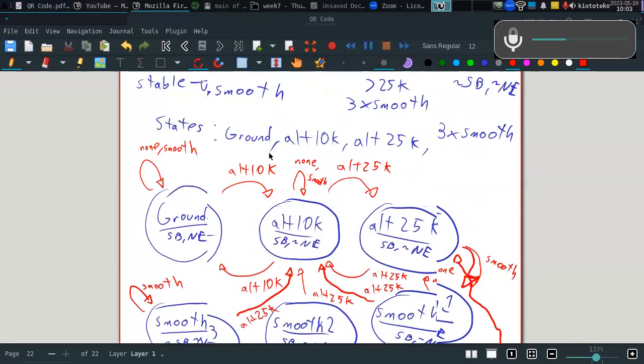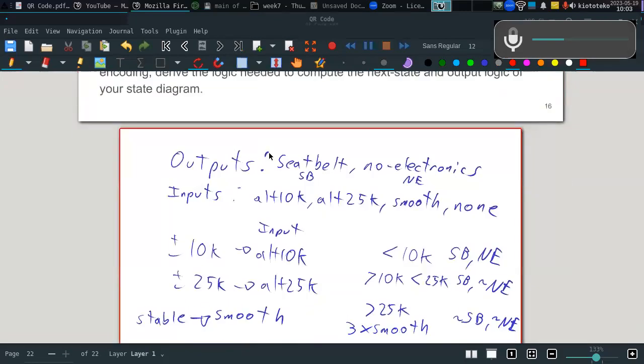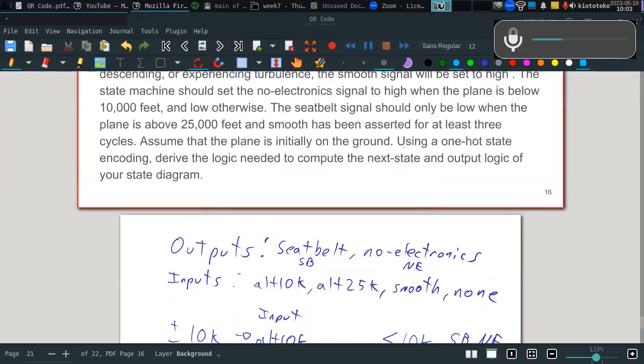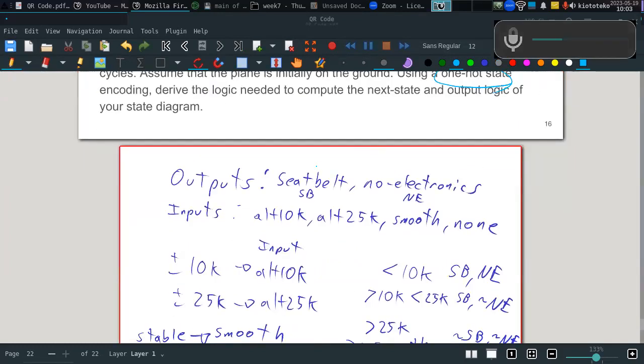No? But first of all, we need to see how we can encode all this information, because they are telling us that we should use one hot encoding. Well, one hot state encoding. No? So then that means that for each possible output, we will have 1 bit. So seatbelt will have 1 bit, no electronics will have 1 bit. And therefore, while we could maybe encode this with a single bit, because we're using one hot state, we're using 2 bits to express output.